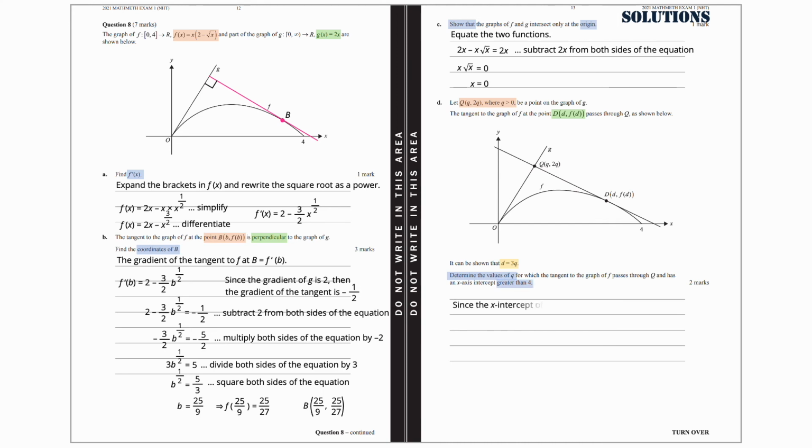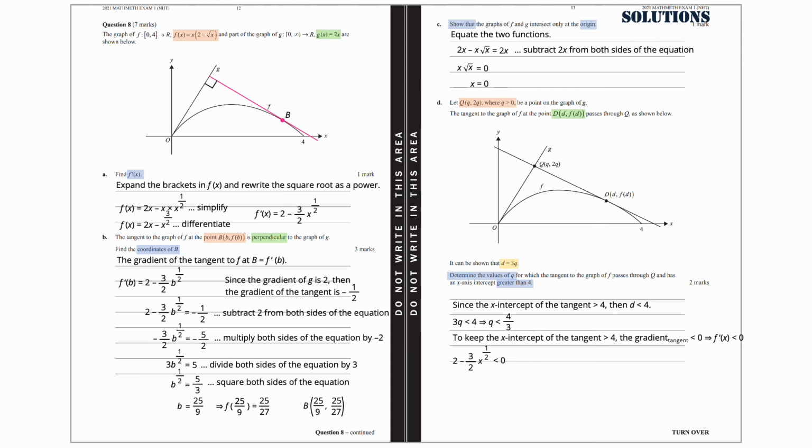Since the x-intercept of the tangent is greater than 4, then d must be less than 4. Remember that d equals 3q, so 3q is less than 4, which means that q is less than 4 on 3. To keep the x-intercept of the tangent greater than 4, the gradient of the tangent must be less than 0. Therefore, f dash of x is less than 0. That means 2 minus 3 on 2 x to the power of a half is less than 0.